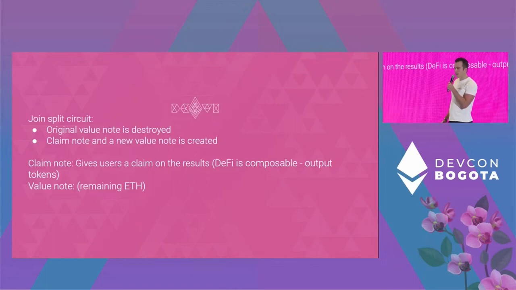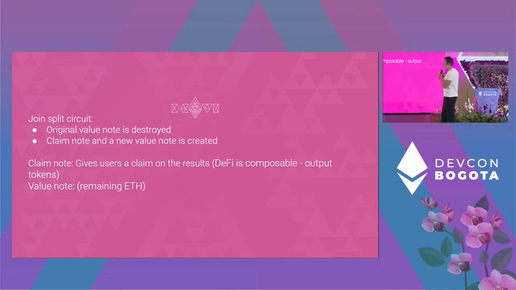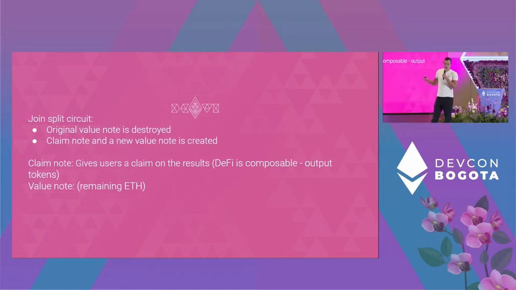For example, in the case of a DeFi deposit to Lido through the bridge, the input would be, for example, 0.5 ETH. And in case the original value held in your account was one node with one ETH, this node would get destroyed, and on the output would be this claim node and another value node. That value node would hold the remaining ETH balance, so it would be 0.5 ETH, and that claim node would allow you to later claim the funds returned from the DeFi interaction.